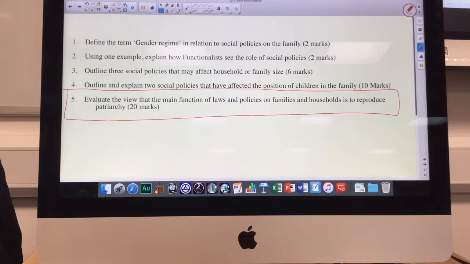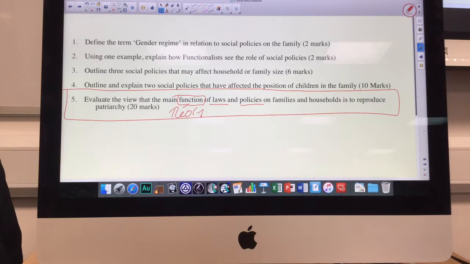So this is an evaluation question. It's a 20 marker. And it's talking about laws, policies. So you know it's a social policy question. You also see this word here. Remember, what does that word mean in an essay? Benefits. It benefits something. So what does it give you an idea of what topic it's always going to be about? So functions, which is a theory. It's always going to be a theory question if you see the word function in it.